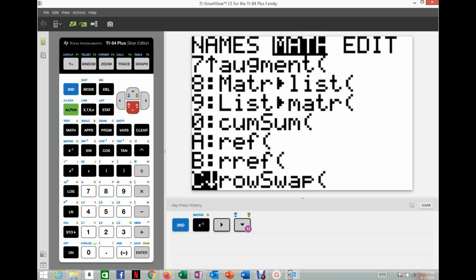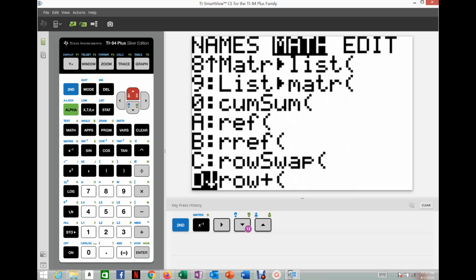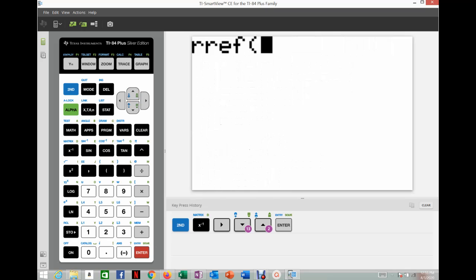And what you have to find is that B. RREF. That's what it was called, row reduced echelon form. And it solves a linear system of equations. So I'm going to select RREF. So enter, I'm going to select that one.